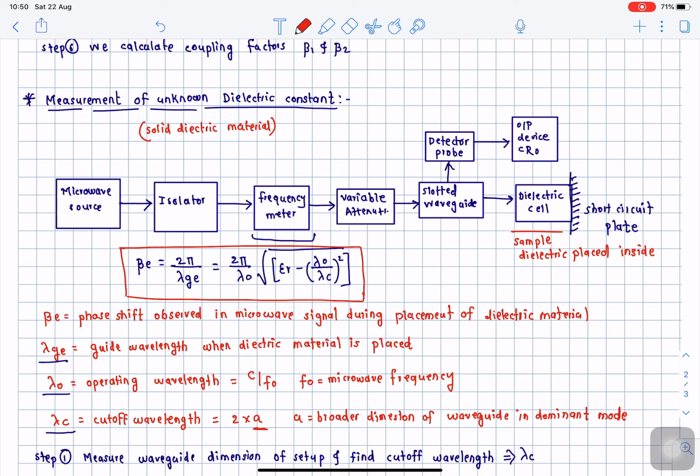In the next lecture we will continue our measurement procedures to measure the antenna gain and to measure the noise in the microwave circuit. Thank you very much. Thank you all.